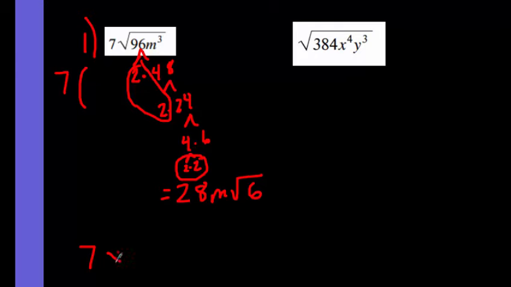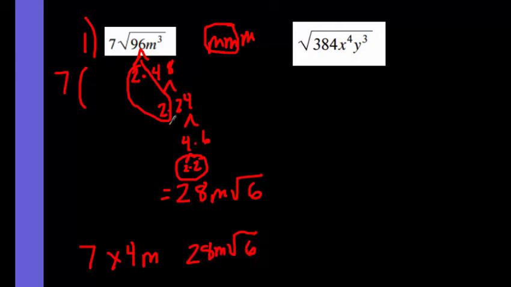So I have 7 times 4, right? And then once again the m's, I have 3 m's, and they come out as a pair. So one pair gives me an extra m, and I can see that I also get 28m square root of 6. I personally like this way much better because it works for multiple different sets of problems, not just square roots.